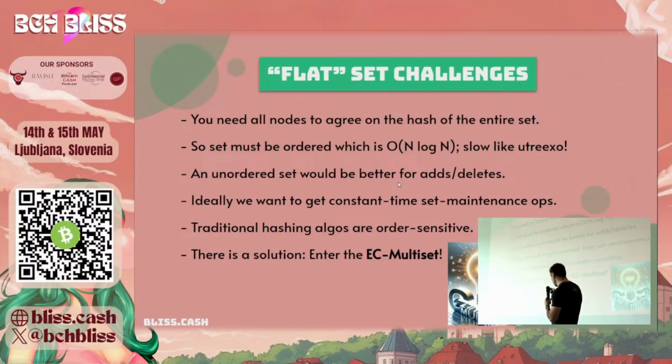So if you were to pick SHA-256, you'd have to have a canonical order for the UTXO set, which means you have to sort it, which means you're back to n log n. So you can't do that. You have to go with a different way to hash, so you can get constant time set maintenance. You can add and delete, and as you add and delete UTXOs, you can update the root hash immediately. That would be ideal. And so that's where EC multisets enter into the picture. It's a hash function that has these properties.